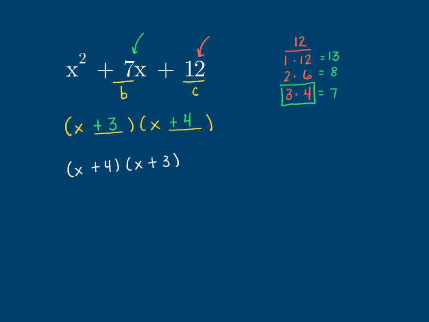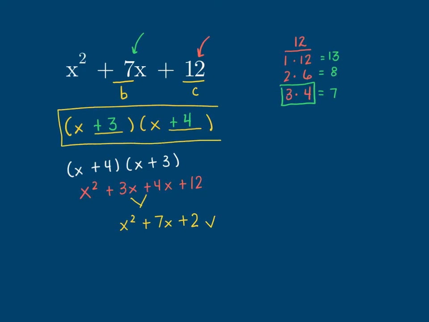We can easily check this by FOILing. So x times x is x squared, x times 3 is 3x, 4 times x is 4x, and 4 times 3 is 12. When I go ahead and combine those middle terms, I get x squared plus 7x plus 12, which is exactly what I started with, so I know this is the correct factored form.